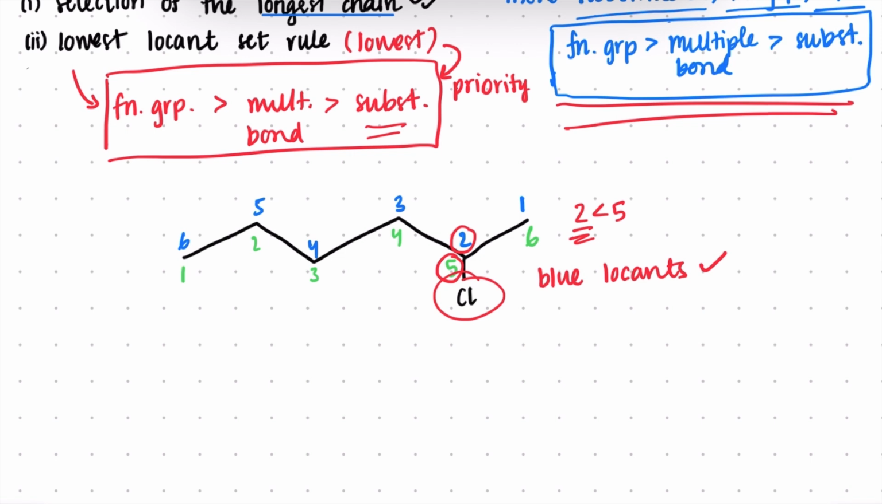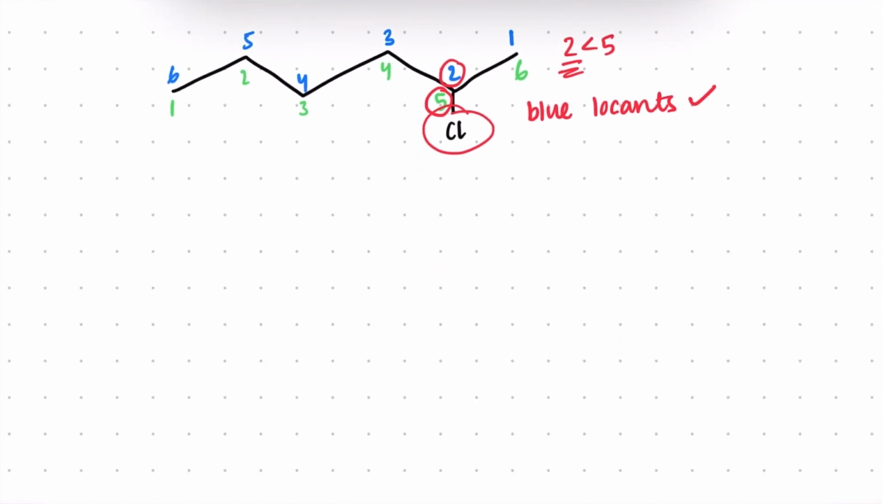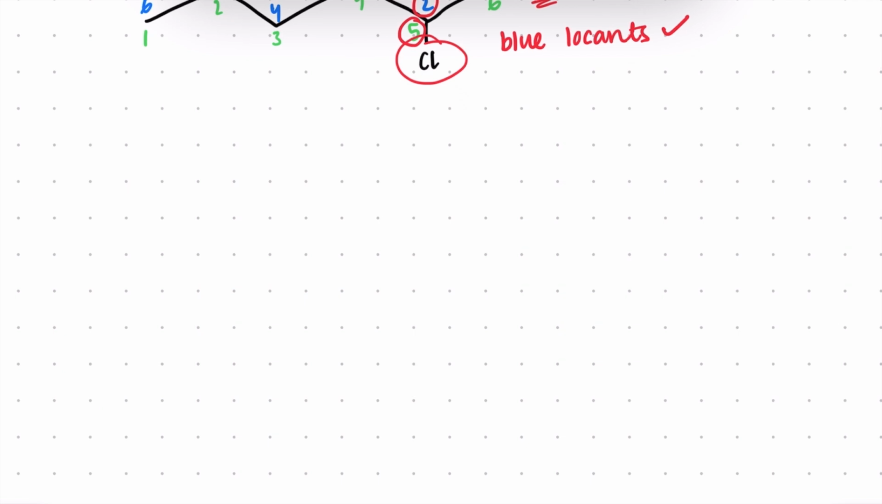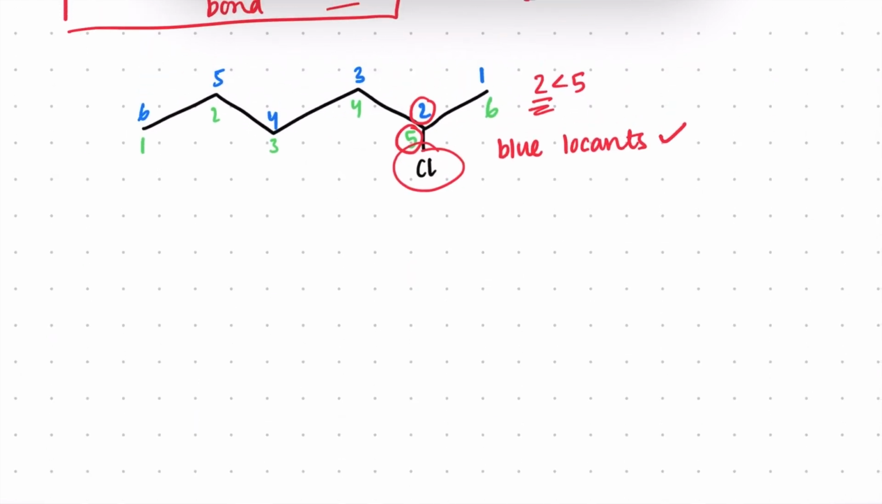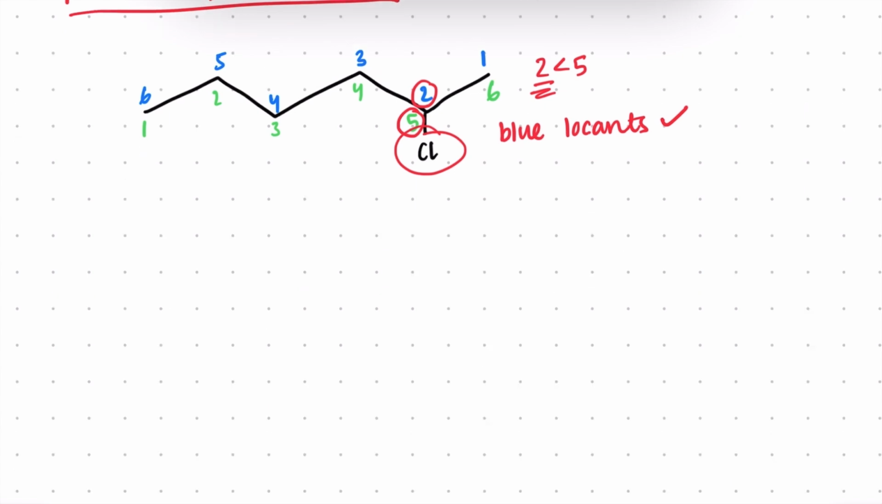So yeah, that's what we get with that. The blue locants are correct. Now let's go with another example, preferably one with both of them. Actually, I was thinking that we could give a name to this. This compound will be named as 2-chloropentane. Sorry, not pentane. Hexane. I didn't count my carbons correctly, but yeah.